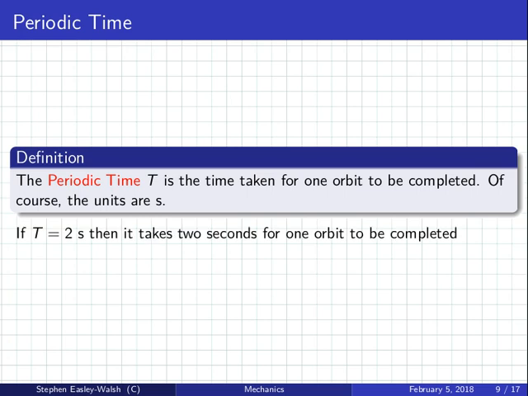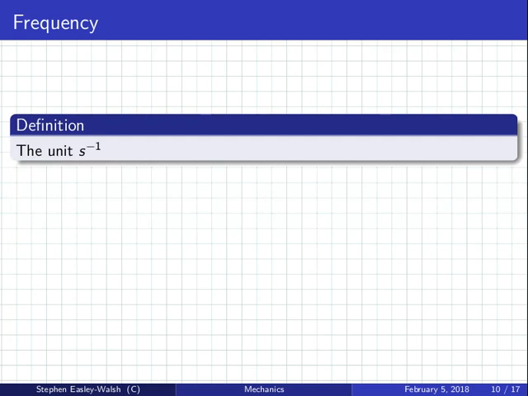So if T is 2 seconds, then it takes 2 seconds for 1 orbit to be complete. All pretty obvious, I hope. Okay, now the unit per second, or s minus 1. This is actually a special unit in physics. You can call it this, but it's actually given a special name. Does anyone know what s minus 1 is also called in physics? The special unit. Have you ever seen it before?